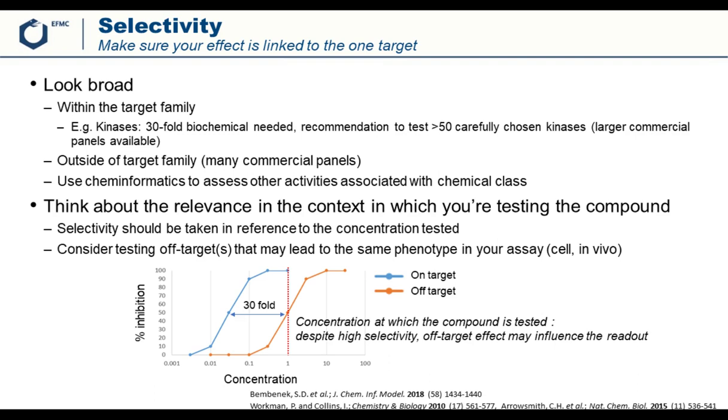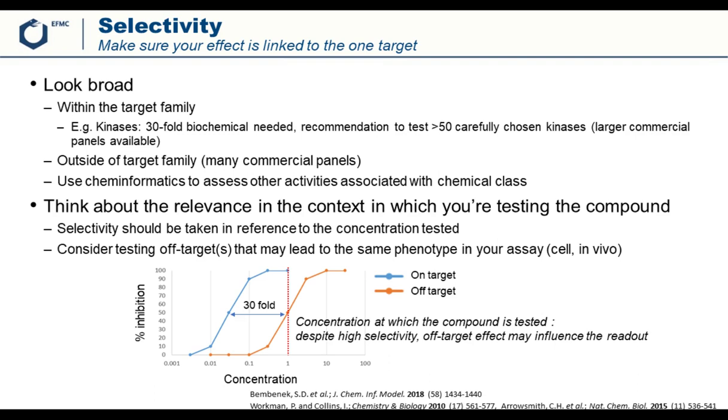It's also recommended to test outside the target family, and again, you can use the many commercial panels that are available. And finally, use chemoinformatics to assess other activities that could be associated with the chemical class. If with a simple chemoinformatics search you find out that the scaffold you're using has been reported before to act on a particular target, it may be good to test it against this particular target.